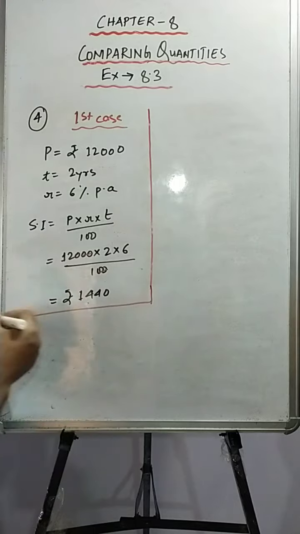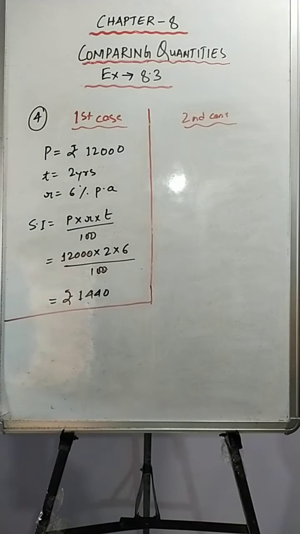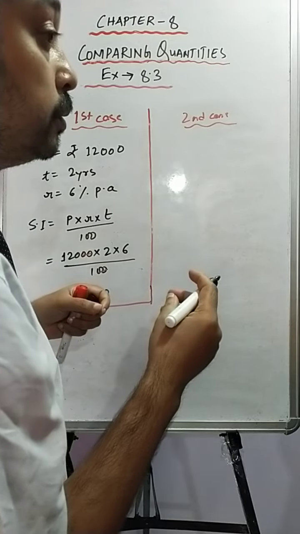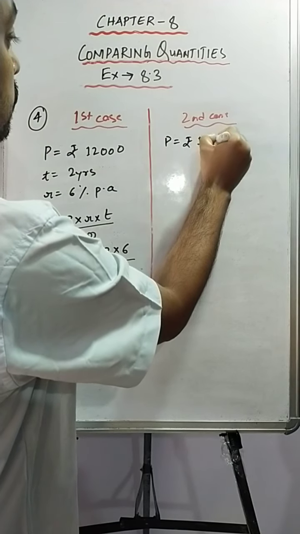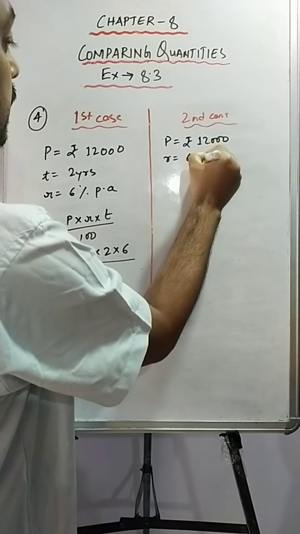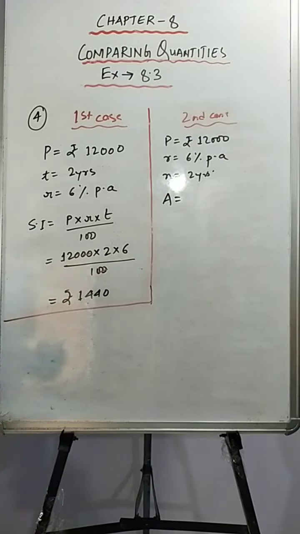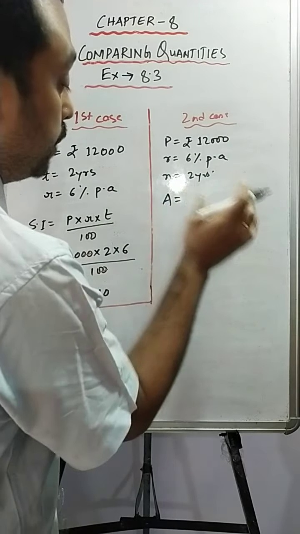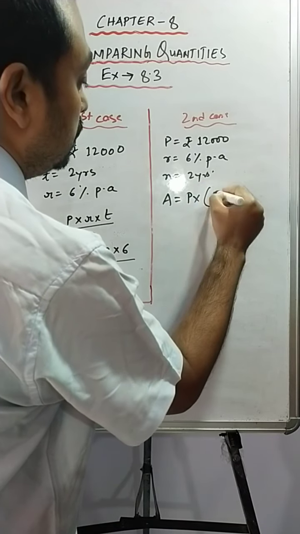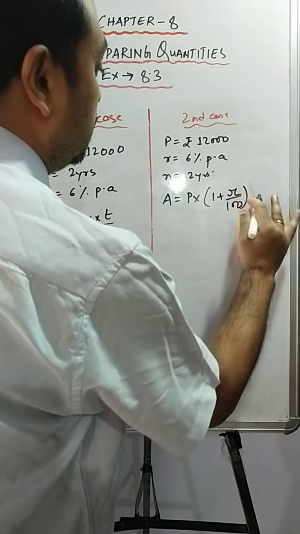That means now in the second case, same principal, same number of years, same rate percent, but this time we have to pay it as compound interest. Now principal is same, 12,000, rate is also same, 6% per annum, n is 2 years. So as I have to pay him as compound interest, I have to first see what is the amount. So what is the formula of amount? P into (1 plus R by 100) to the power n, not 2n, n.